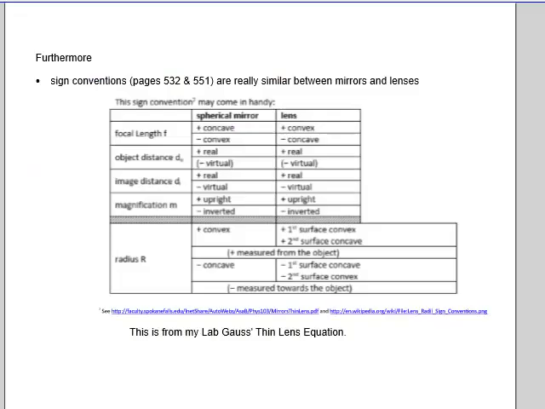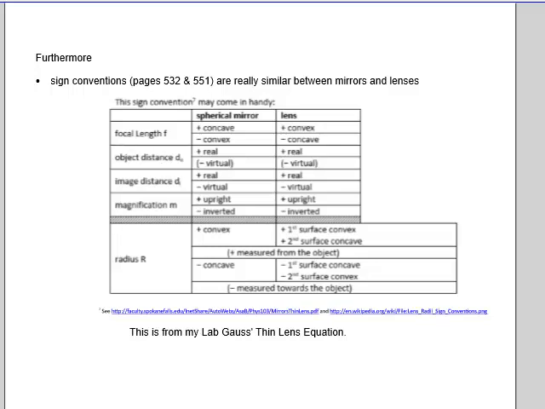Here's a sign convention that comes in handy. This is actually from my lab on Gauss thin lens equation. It applies to mirrors and lenses, as I said, and we have positive focal lengths for a concave mirror, respectively a convex lens, and negative for a convex mirror and a concave lens. And then you have object distances, image distances for real and virtual images, magnification, and so on. I will talk more about what a virtual image is when we get to lenses in the next lecture.